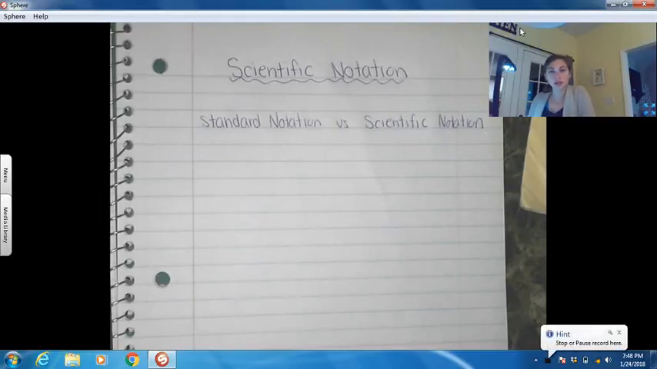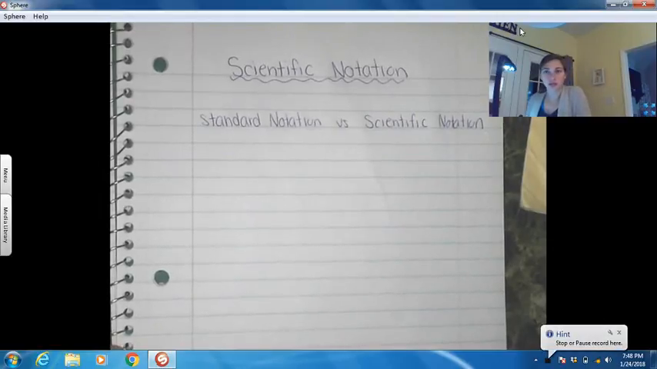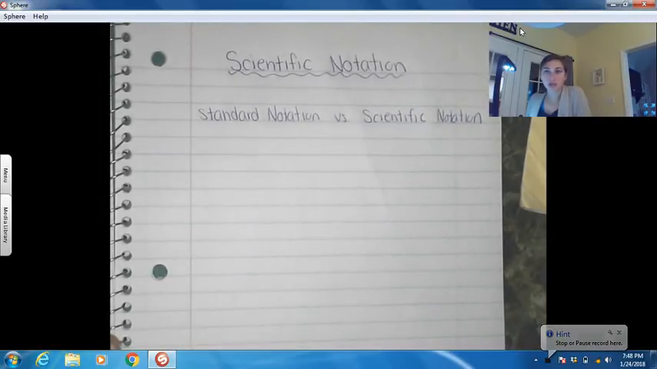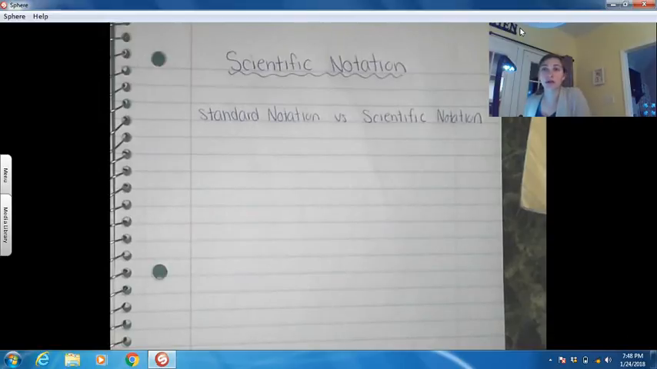Today we're going to talk about scientific notation. Scientific notation is going to be very important for this course because we're going to be dealing with a lot of very large numbers and a lot of very small numbers. And instead of writing out all of these numbers, we can simplify it by putting it into scientific notation so the number is still the same, but we are just not taking the time to write out the complete number.